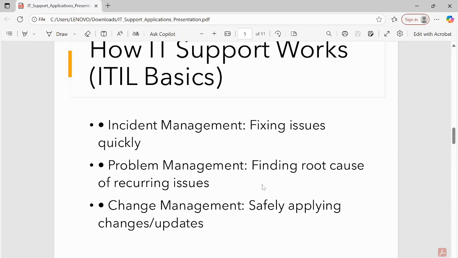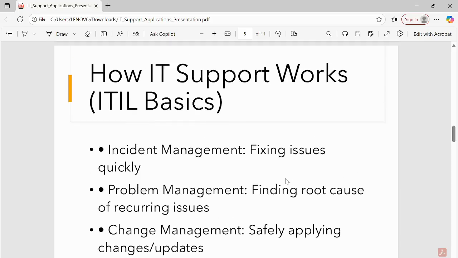Change management is safely applying changes or updates. Suppose most of the users are facing the same type of issue, and if you modify some configuration, maybe the issue will be resolved. So you can apply the changes so that the issue will be resolved permanently. This is change management. So this is the basic IT support work.